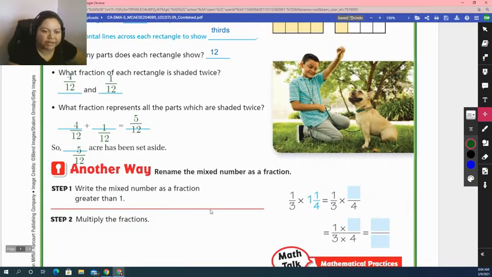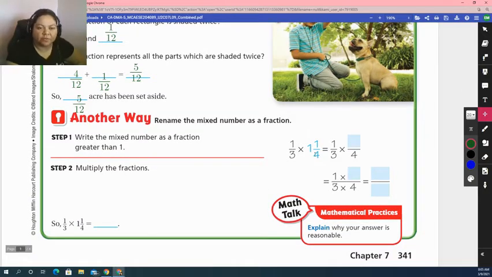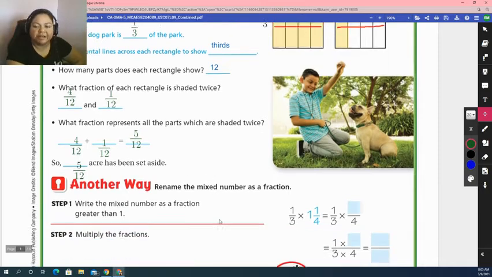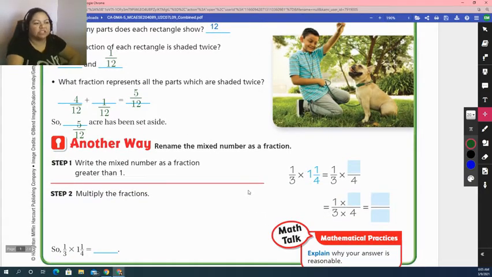Now we're going to do it by renaming the mixed number as a fraction. This is where you have to really master it. We have to practice a lot to be able to multiply. So we're going to write the mixed number as a fraction greater than 1. When you multiply fractions, you cannot have mixed numbers. You cannot multiply with mixed numbers. You can when you're using a model, but not when you're multiplying fractions without the model. So the first thing we have to do is rewrite the mixed number as a fraction.